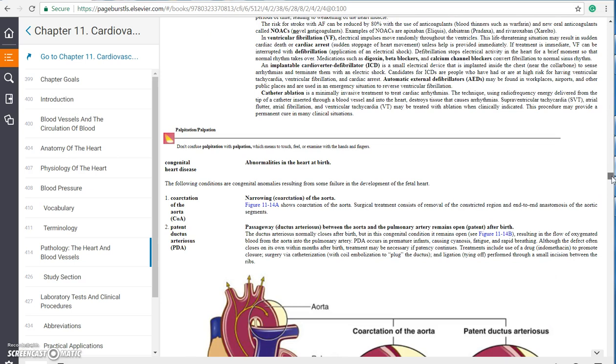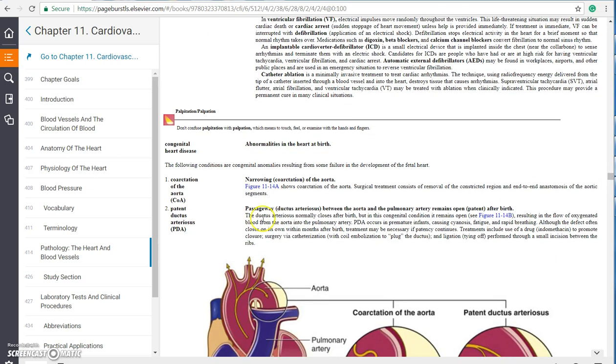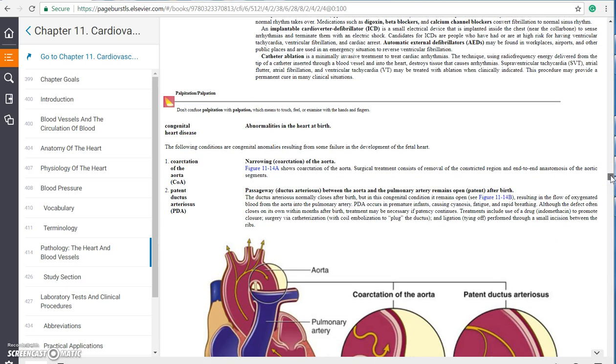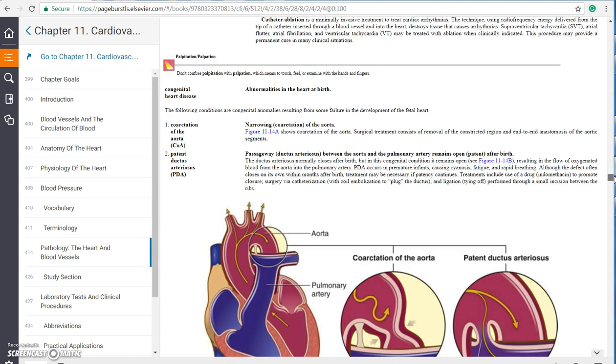Congenital heart disease is any abnormality that appears in the heart at birth. So this could be anything from tetralogy of Fallot. This is where there's different holes that are found in the heart. A lot of children with Down syndrome have congenital heart disease as a component of that condition. Some of them are operable and some are non-operable.